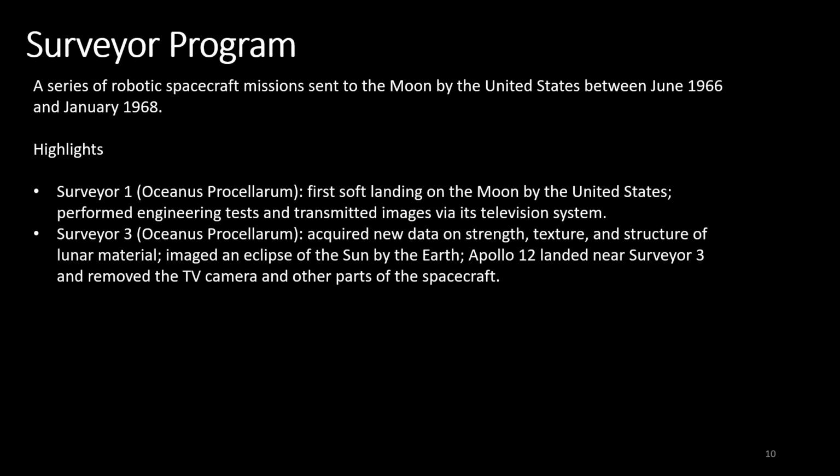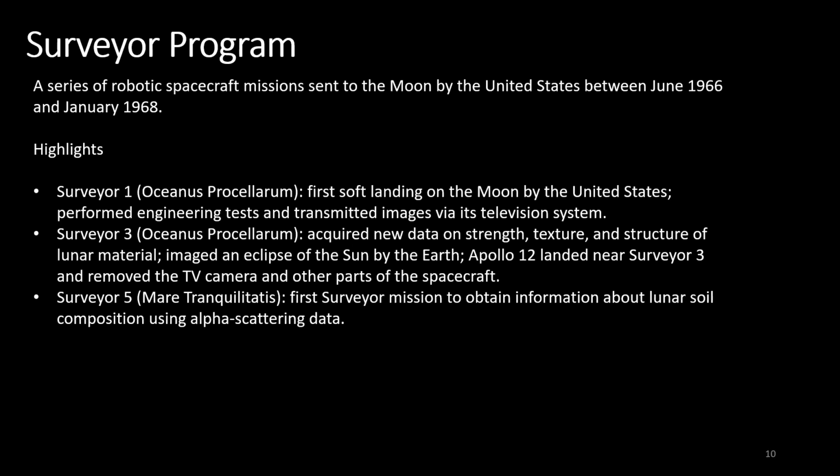Surveyor 3 also landed in Oceanus Procellarum. It acquired new data on strength, texture, and structure of lunar material. It also imaged an eclipse of the sun by the Earth, and Apollo 12 landed near Surveyor 3 and removed the TV camera and other parts of the spacecraft to return to Earth for analysis.